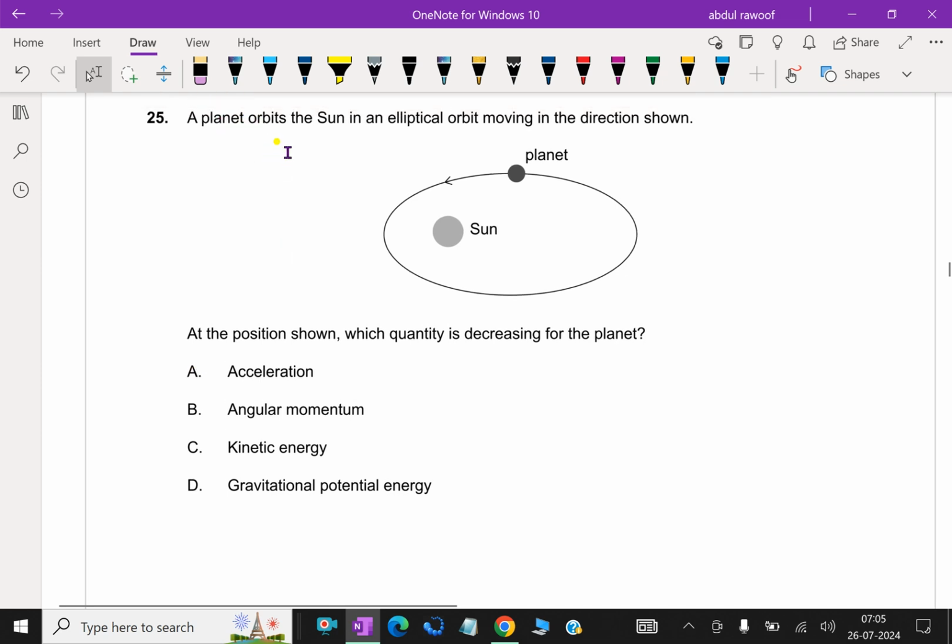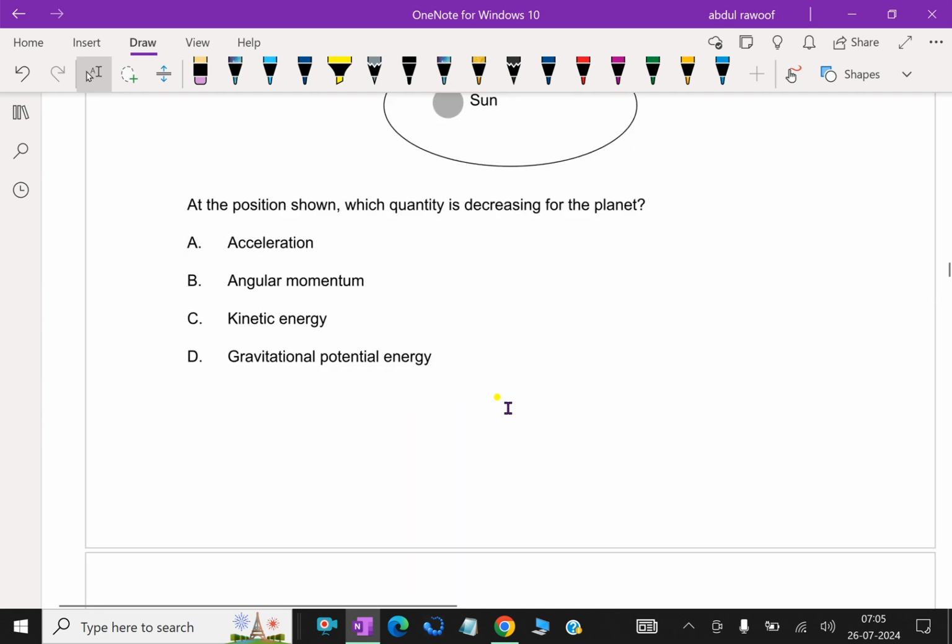Then, a planet orbits the sun in an elliptical orbit, moving in the direction shown. At the position shown, which quantity is decreasing for the planet? Gravitational potential energy is decreasing. The others, acceleration, angular momentum, kinetic energy increasing, are not correct options. Here gravitational potential energy is decreasing. This is option D.